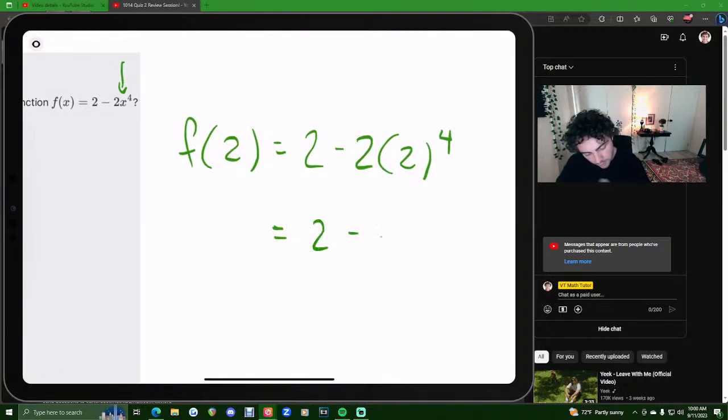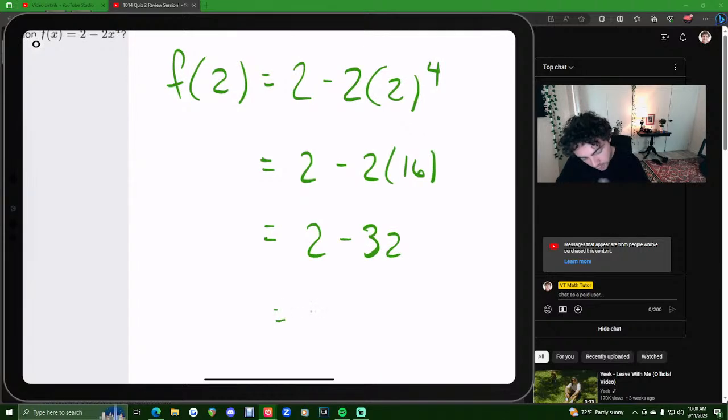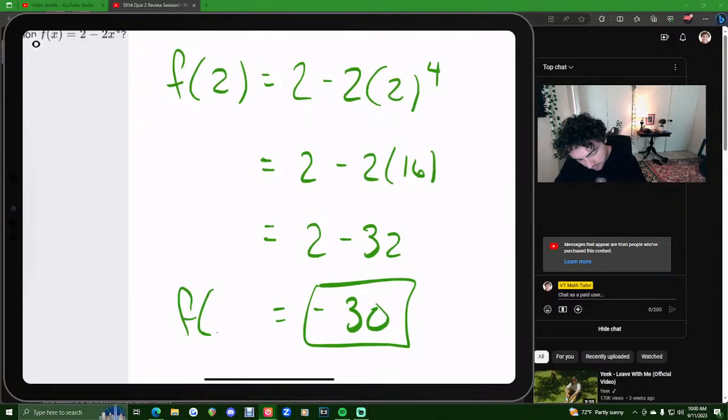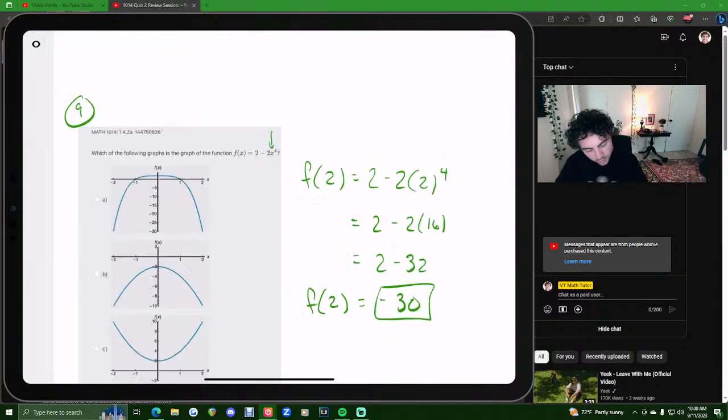We have 2 minus 2. I need to do 2 to the 4th first, which is 16. 2 times 2 times 2 times 2. And then we do 2 times 16, which is 32. And then we do 2 minus 32, which is negative 30. So the y value, or the f value, when x equals 2 is negative 30.